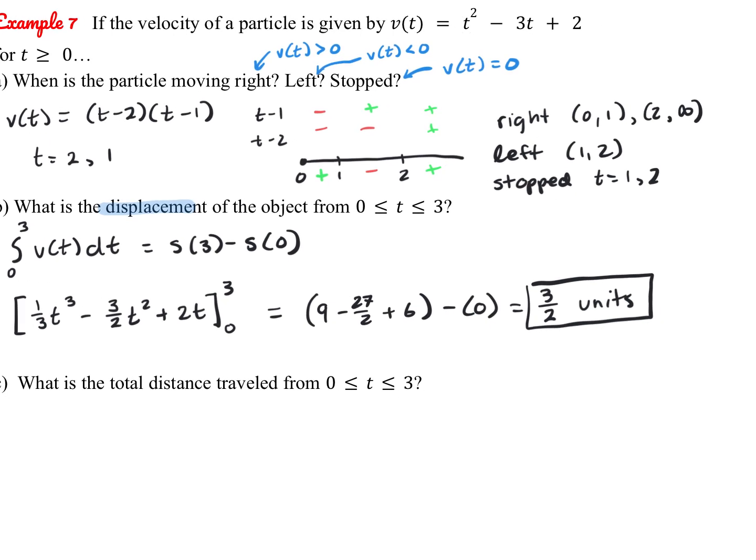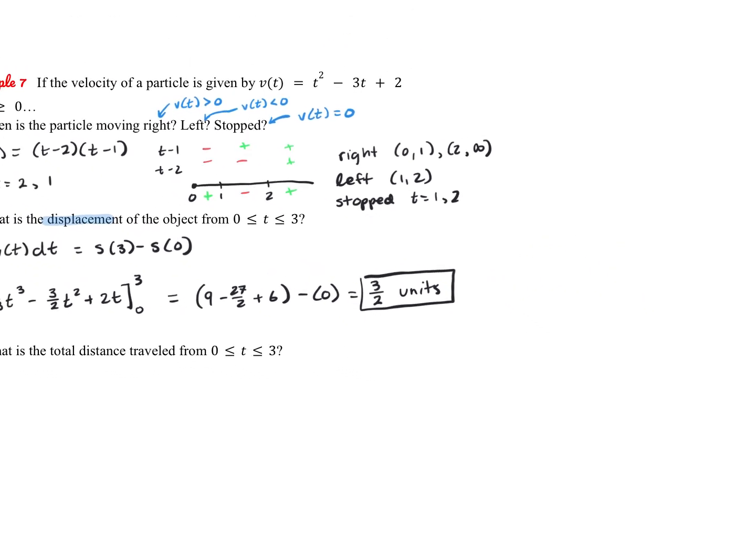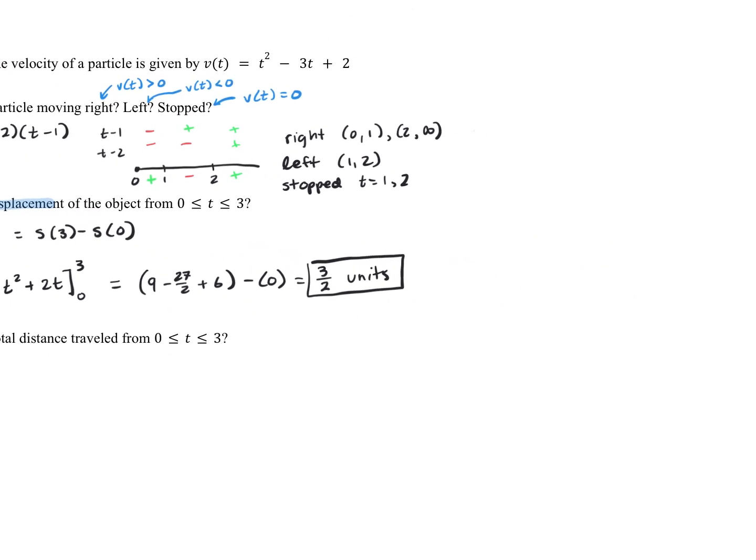All right, before we move on to part C, I want us to kind of visualize what's going on. It will help us with part C actually. So just so we can see what our velocity function looks like, here's 1, here's 2, and then here's 3, our endpoint. We know that from 0 to 1, our velocity function is positive, so it's above the x-axis, something like this. We know that from 1 to 2, it's negative, so it's below. And then we know that from 2 to infinity, it's positive. So it looks, I don't know, something like this.